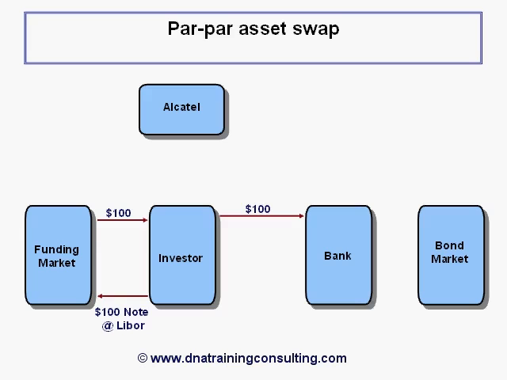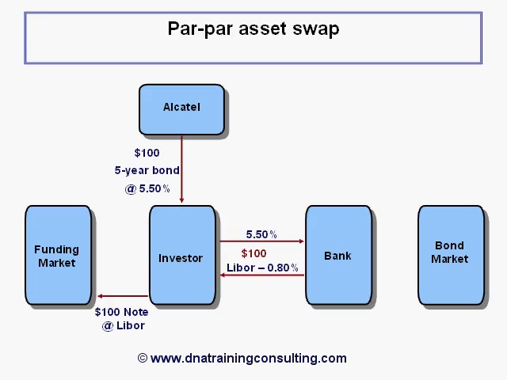Under step 2, the bank purchases from the marketplace the Alcatel bond for $92, but with a face value of $100, and passes it on to the investor, which leaves $8 unused so far. Under step 3, the bank enters into a 5-year semi-annual IRS with the investor, as described before, which converts the bond's cash flows of 5.5% into LIBOR minus 80, as explained previously.